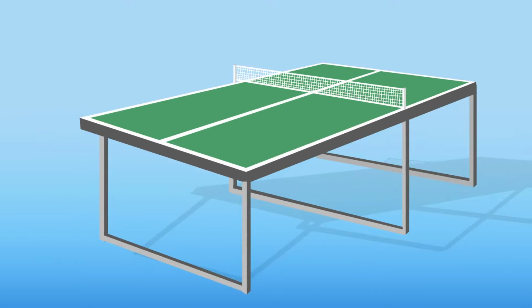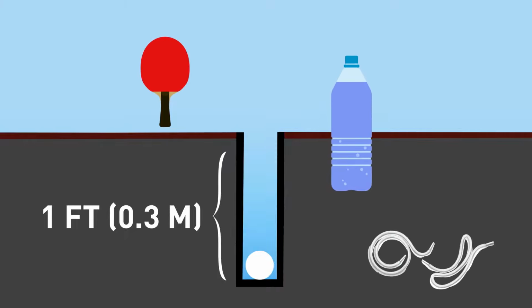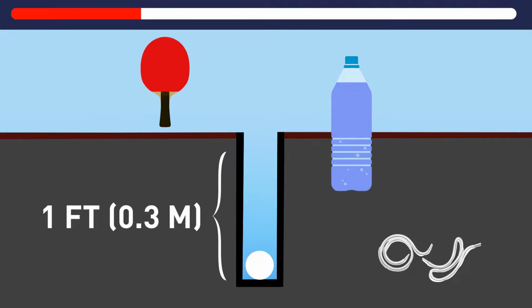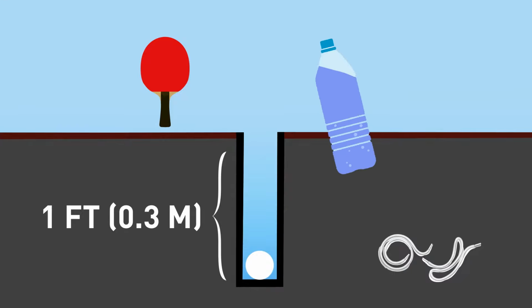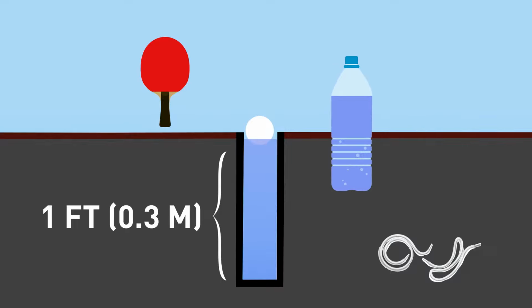You're playing table tennis when your last ball falls into a 1-foot deep, narrow metal pipe embedded into the concrete floor. How can you get the ball out of the pipe if all you have is your tennis paddle, a plastic bottle filled with water, and your shoelaces? Pour the water from your bottle into the hole. The ball will float to the surface.